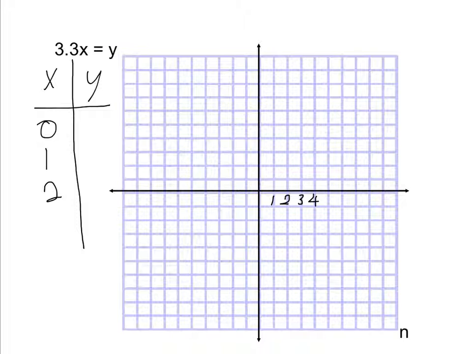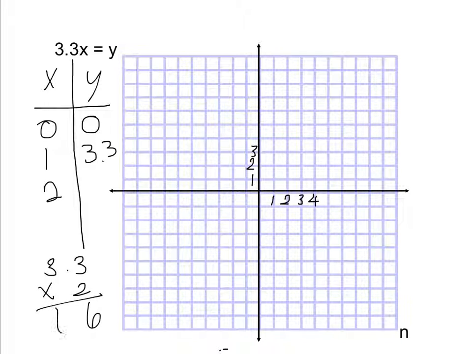So 3.3 times 0 just gives me plain old 0. Wonderful. Any number times 0 is always going to be 0. 3.3 times 1 gives me 3.3. Also a very lovely number. 2 times 3.3, pretty simple, but I'll go ahead and show you. 6.6. So 2, 6.6. 1, 3.3. All right. So go ahead and graph.